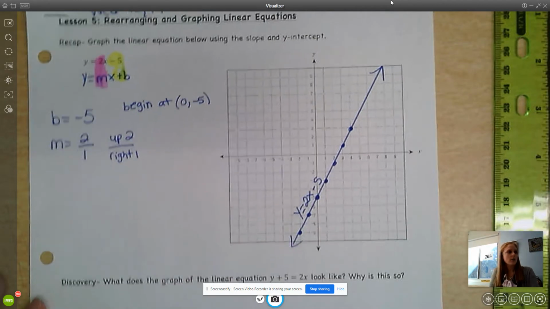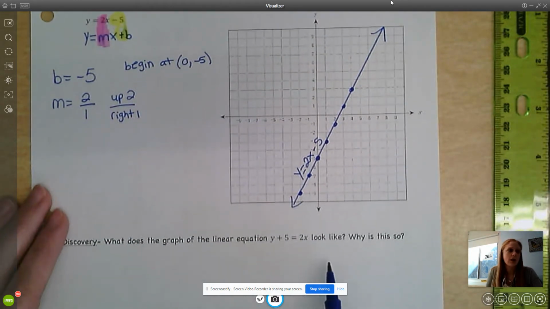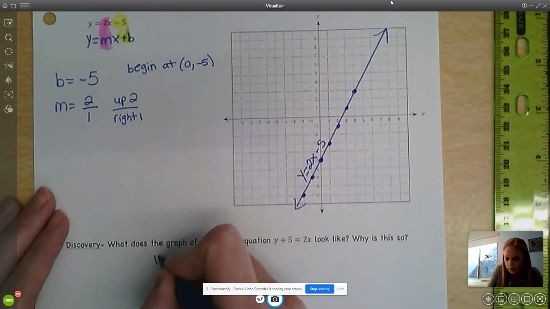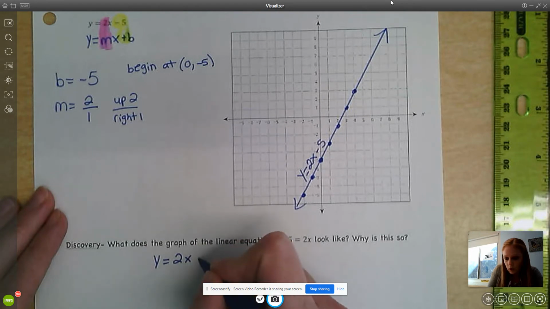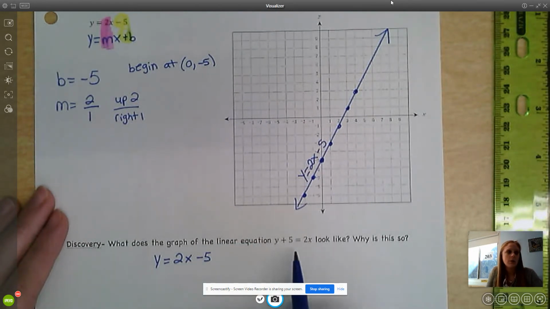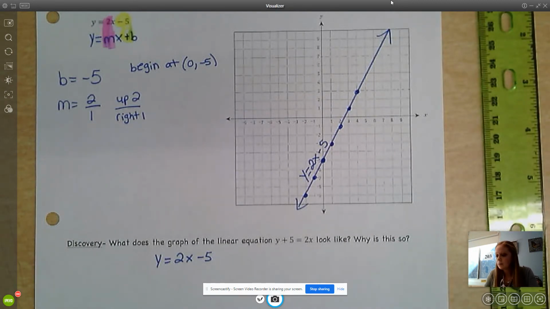Okay, so then we talked about what does the graph of the linear equation y plus 5 equals 2x look like, and why is this so? So the one that we started with in the warm-up was y equals 2x minus 5. And then we're asking you to compare it to y plus 5 equals 2x. So the y plus 5 equals 2x ends up being the exact same graph as y equals 2x minus 5. They're exactly the same. They're identical. So we talked in class about why is that so, because they don't look the same.